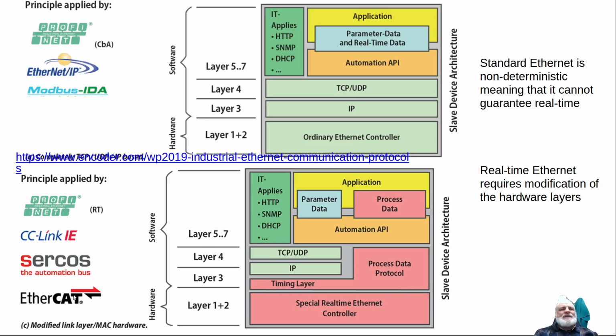Where these ones down here, we have the Sercos, the EtherCAT, and then the Profinet real time. Down here, they had to recreate the switches. They had to modify the standard switches, and they built special switches that handle the clock signal down here at the physical layer to guarantee real-time delivery.